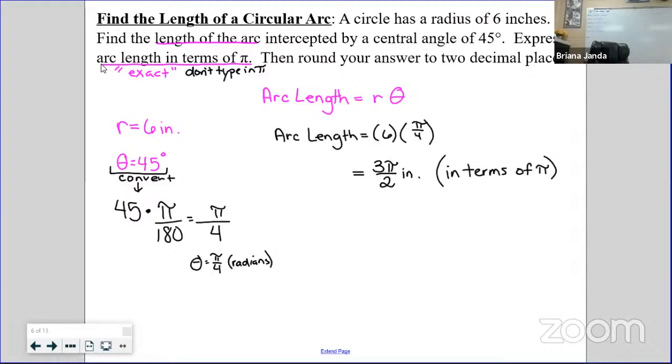The second part said round your answer to 2 decimal places. So now I'm going to grab my calculator and type in 3 times pi divided by 2. And you guys are going to say, I think it's like 4 point something. I'm guessing 4.7. Is that 2 decimal places? 4.71. I'm just following directions up here. Normally we've been going around to the nearest 10th, but they said on this one 2 decimal places. Okay. Questions for me? So remember, in terms of pi could also be asked as exact. It just means that I'm not rounding something, that I should still have a pi symbol in my answer.